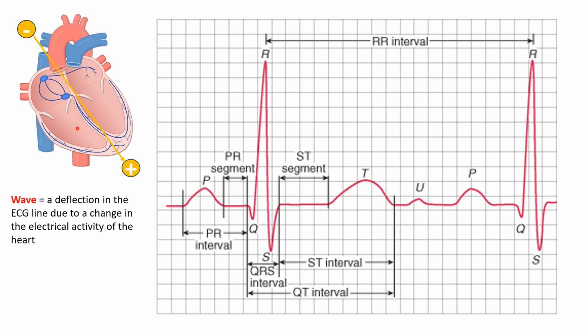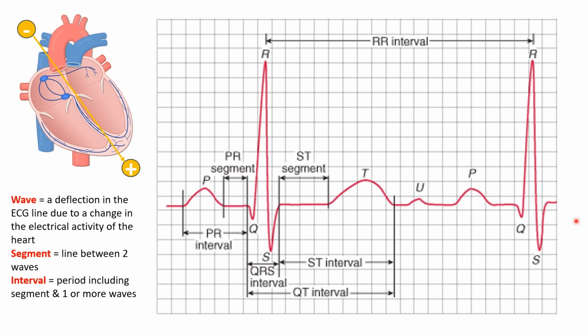Just before we talk about this ECG trace and what some of these terms mean in more detail, I've got some definitions. A wave is a deflection in the ECG line due to a change in the electrical activity of the heart. A segment is a line between two waves, and an interval is a period including a segment and one or more waves.